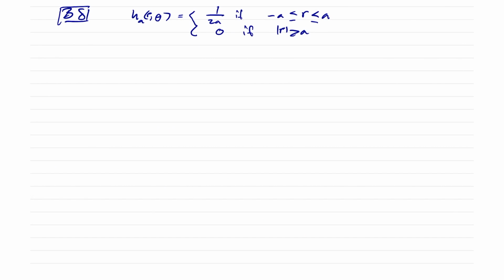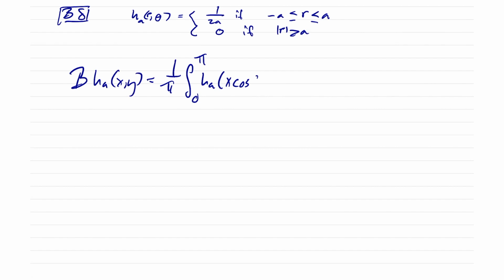Okay, so what we're going to take a look at then is the back projection of HA of xy, and this is going to be equal to 1 over pi times the integral from 0 to pi of HA of x cosine theta plus y sine theta, comma theta, d theta. Basically, the only contribution we're going to end up having here is when x cosine theta plus y sine theta itself is less than or equal to a.